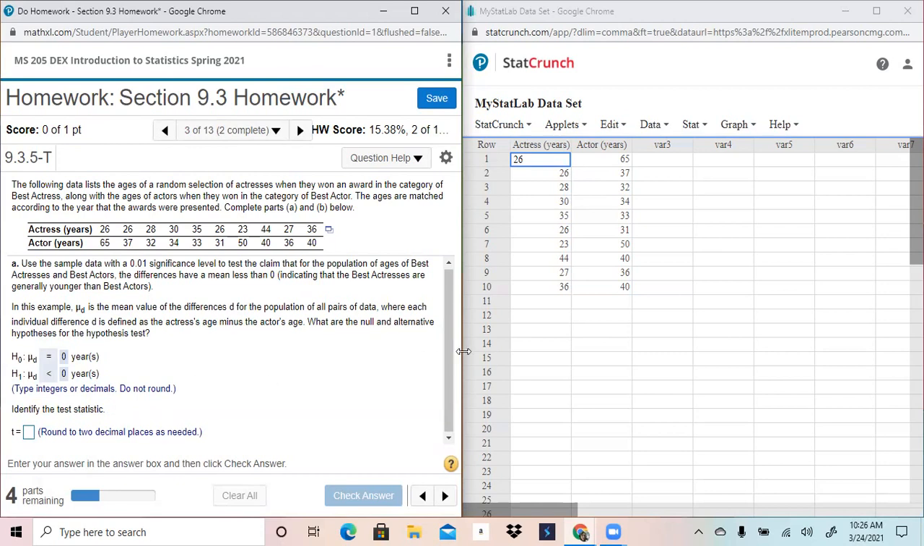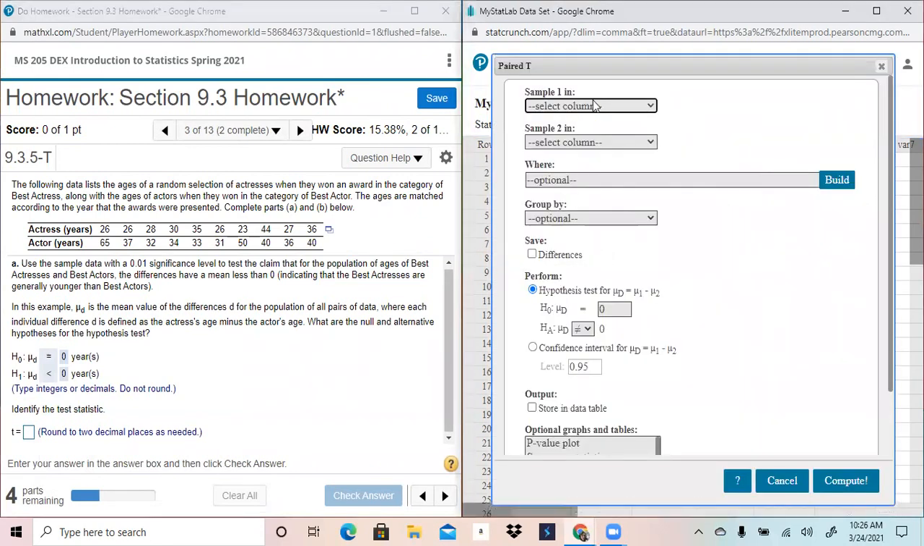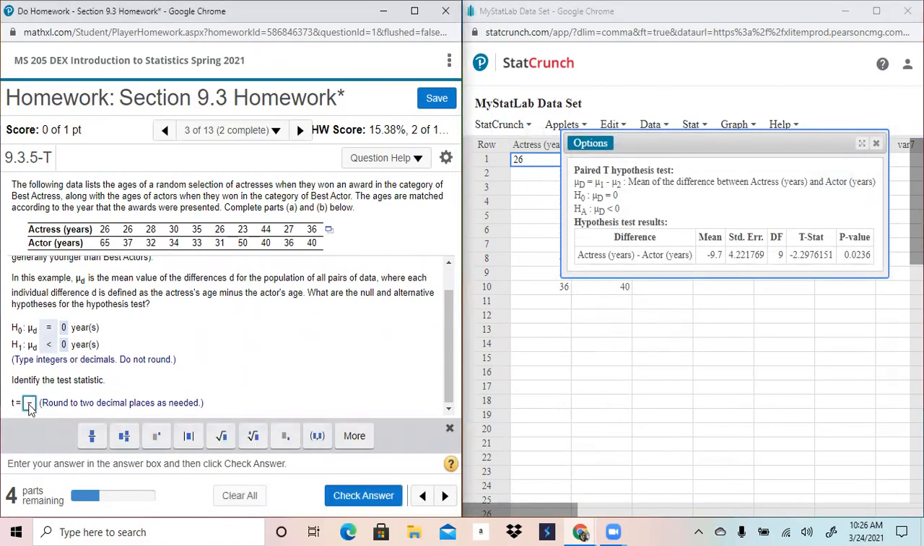Okay. Now the test statistic. Let's go into stat, t-stats, paired. Column 1 is the actress. Column 2 is the actor. The hypothesis is going to be equal 0, or make sure you set this up right, less than 0. Compute. So our test statistic here, negative 2.29, would round to negative 2.30.